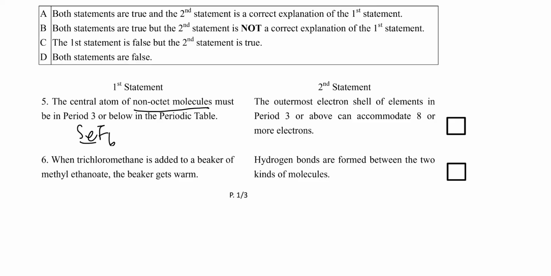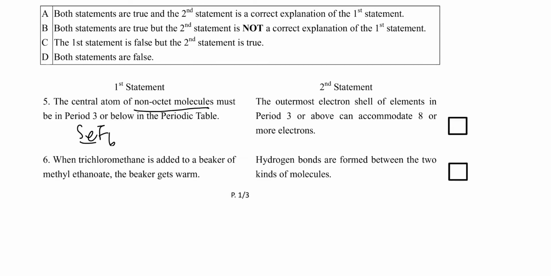The outermost electron shell of elements in period 3 or above can accommodate 8 or more electrons. This is true. For example, we have PCl5 and SF6. These are molecules with the central atom lying in period 3.